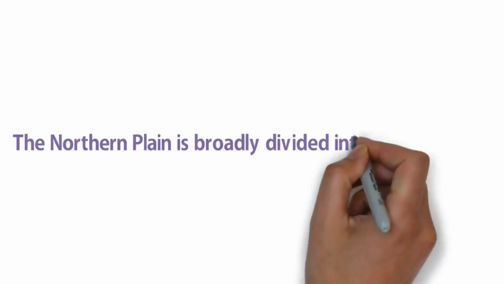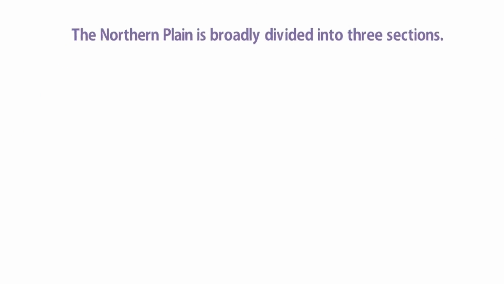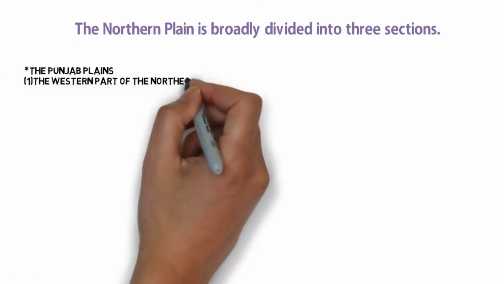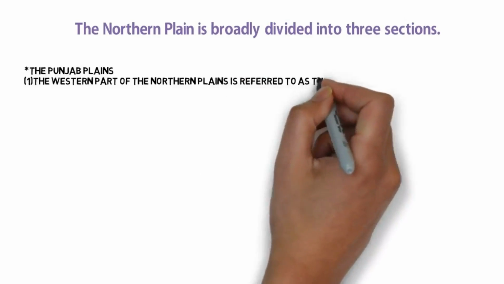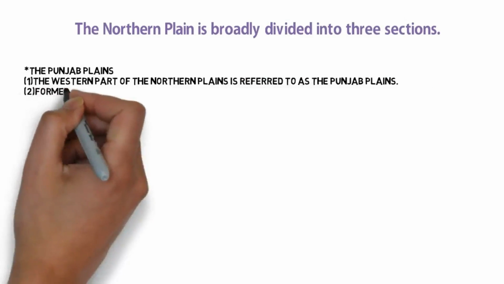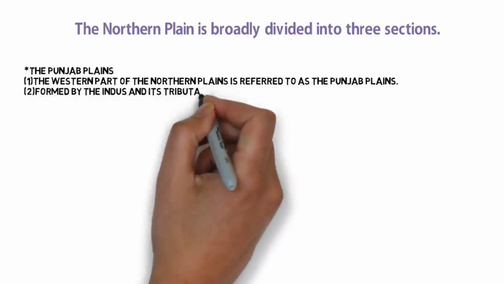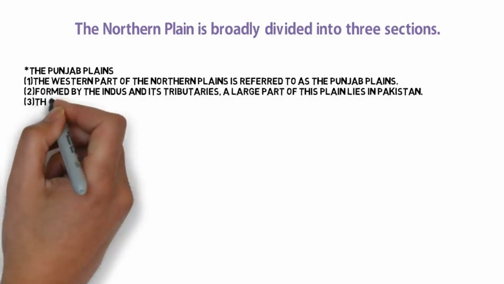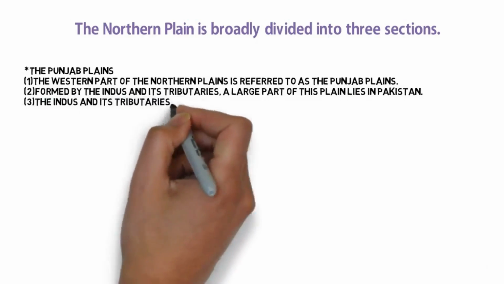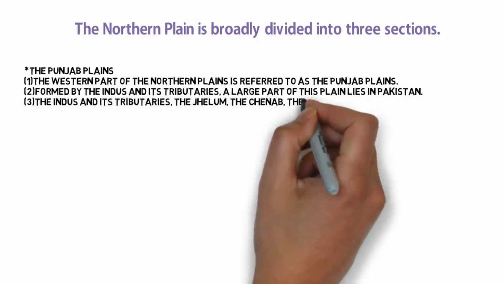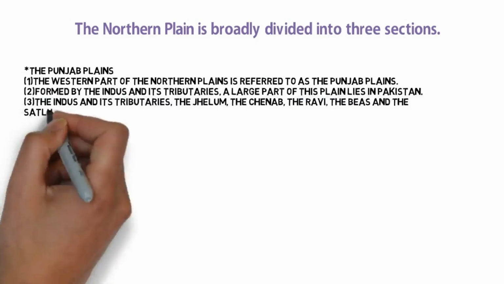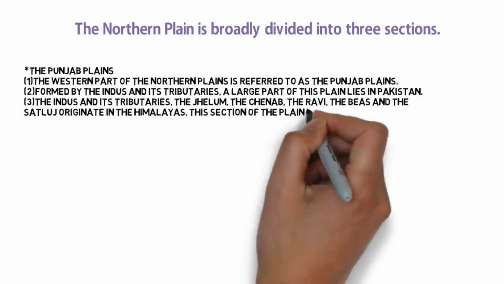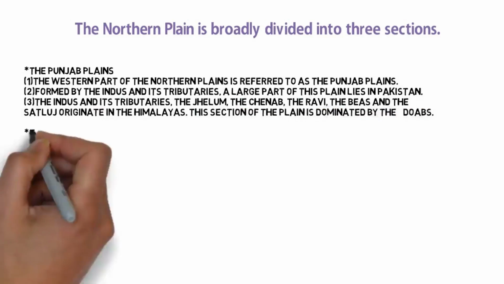The northern plain is broadly divided into three sections. The Punjab Plains: the western part of the northern plains is referred to as the Punjab Plains. Formed by the Indus and its tributaries, a large part of this plain lies in Pakistan. The Indus and its tributaries, the Jhelum, the Chenab, the Ravi, the Beas and the Satluj, originate in the Himalayas. This section of the plain is dominated by the doabs.